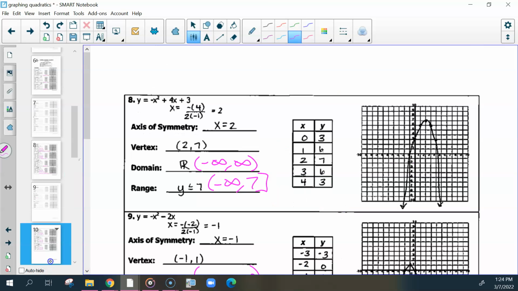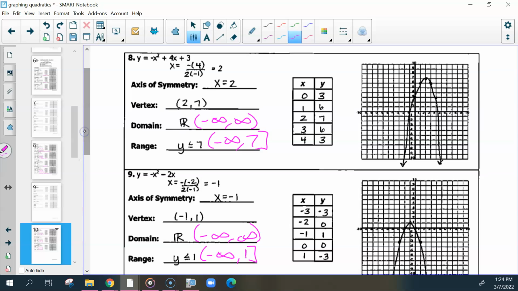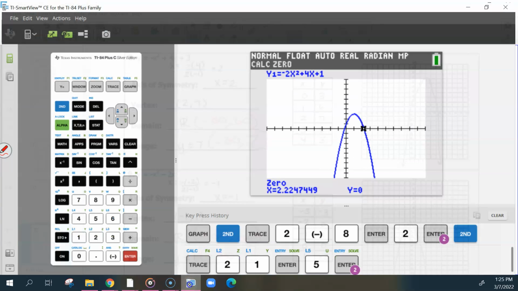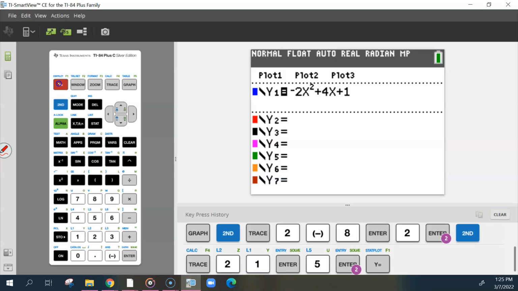Moving on to 8. Does this cross the x-axis? Yes. How many times? 2. It looks like this one might be on the grid line, but I'm not sure, but this one doesn't. So I'm going to put this in and make sure to go into my y equals. This is now negative x squared, so I'm just going to get rid of this 2. Plus 4x plus 3.